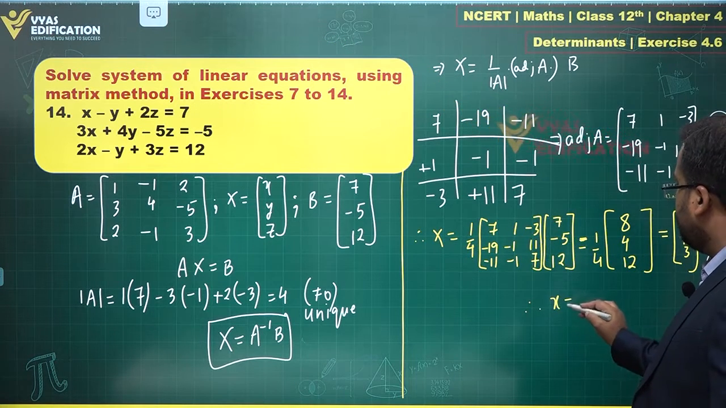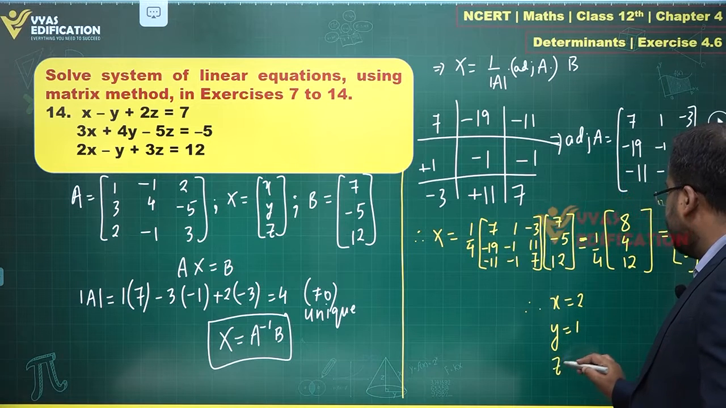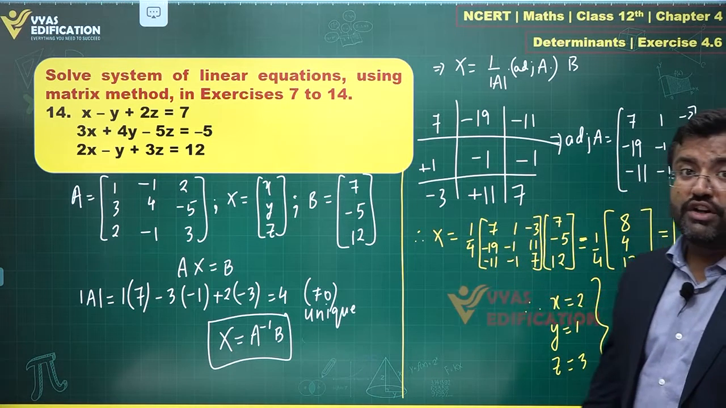Therefore, X is equal to 2, Y is equal to 1 and Z is equal to 3. And it's very important that you check your answer.